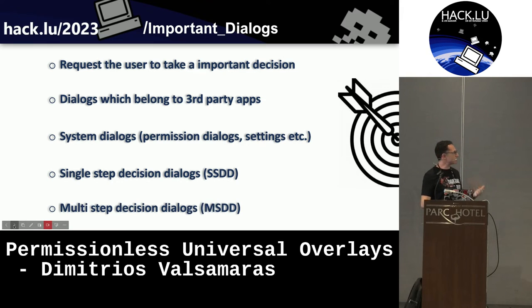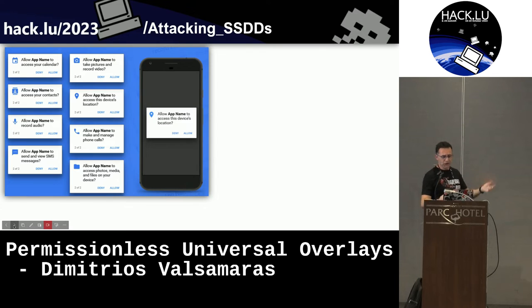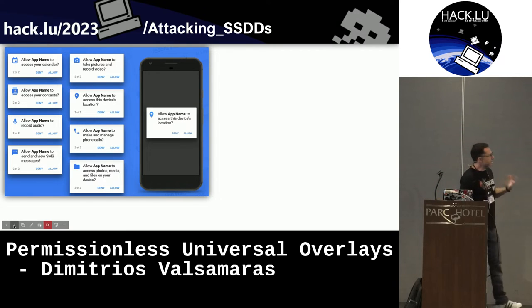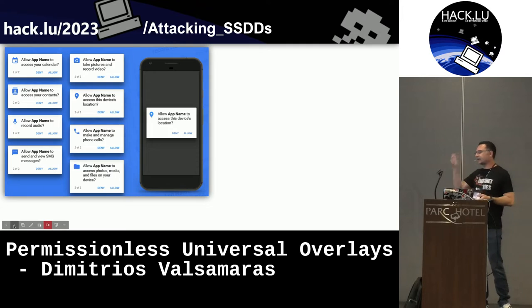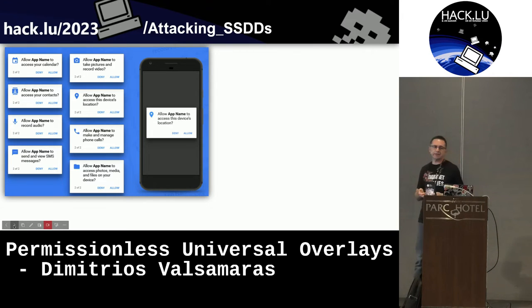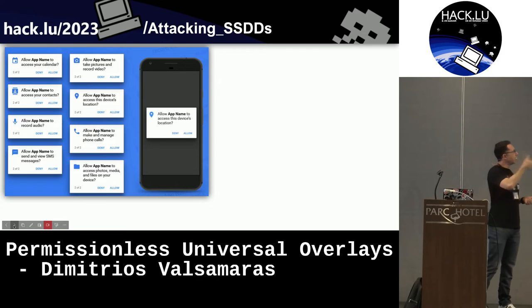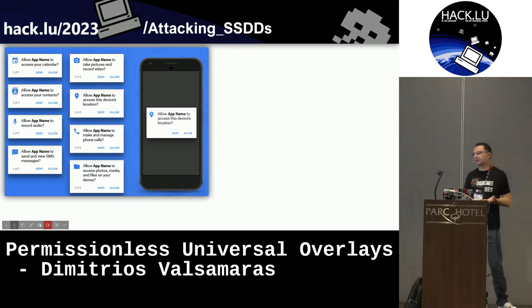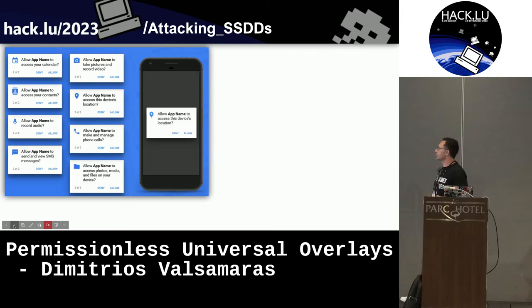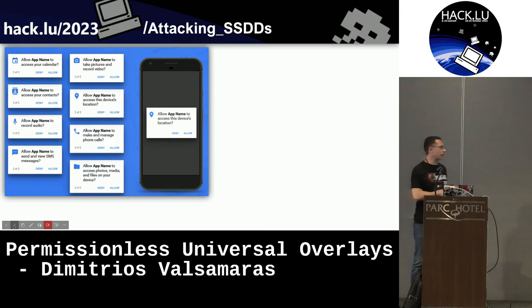Or multi-step decision dialogues, where the user has to follow some steps in order to get to a final UI and approve or reject a permission. So starting with the first one, which is the first line of defense of the Android operating system when it comes to privacy, to your privacy: permission dialogues, which control access to, as I said before, call logs, SMS logs, contacts, or even devices like microphone, camera, and so on.